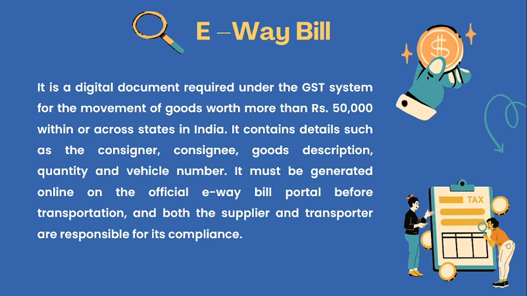To generate the bill, details such as invoice, delivery challan, transporter ID and vehicle number are entered on the portal, which then issues a unique e-way bill number and QR code. The validity of the bill depends on the distance, which is 1 day for every 100 km or part thereof, and can be extended in case of delays or vehicle breakdowns.